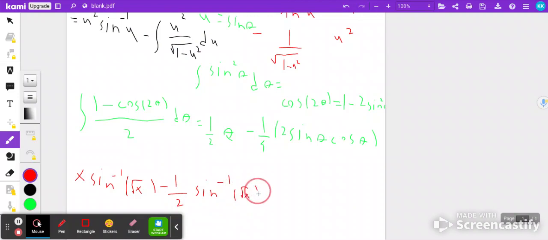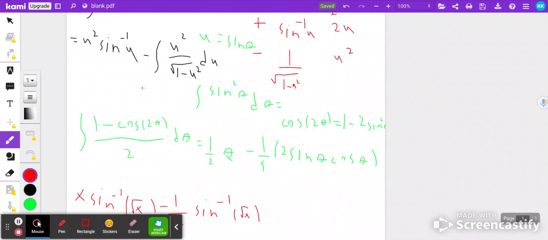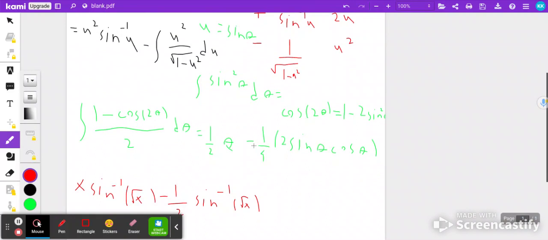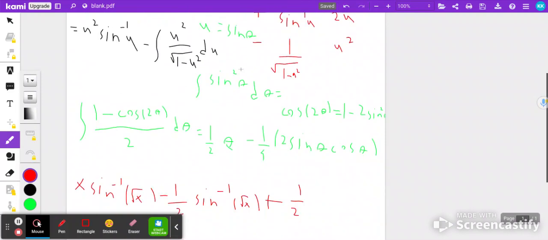And then this negative also gets distributed to this negative right here. So what we get is plus 1/2 sine theta cosine theta. And then, since we know that sine theta is equal to u, and u is square root of x, basically we have 1/2 square root of x, but we don't have any expression for cosine of theta.